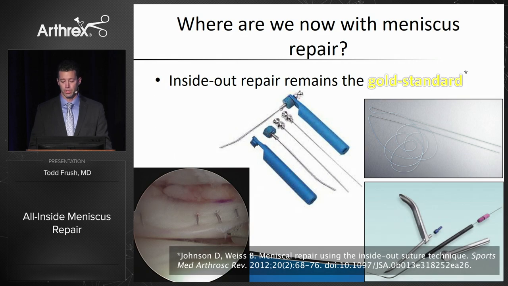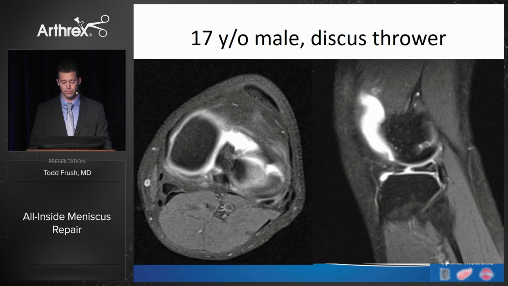Well, where are we now with meniscus repair? Inside-out remains the gold standard. I use this technique routinely for my younger patients, those with complex tears and larger tears. Arthrex has a nice 2-0 FiberWire suture on a long meniscus repair needle, and they have this nice cannula here that you see that is malleable and allows bending it for far anterior and far posterior zones.